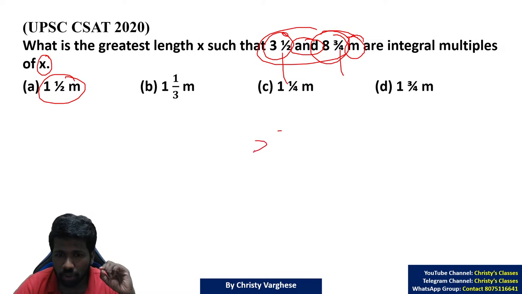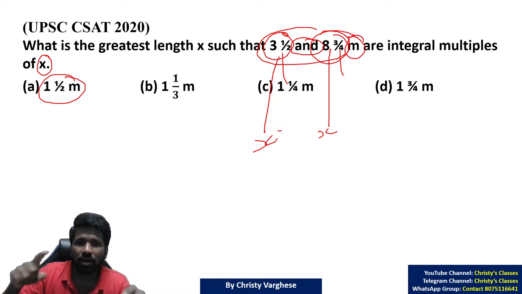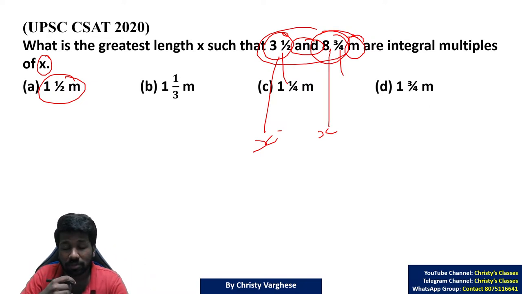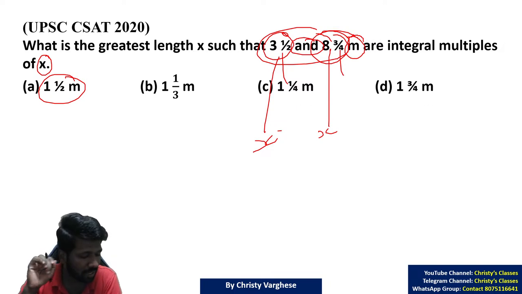That means x should be a factor of 3.5 and x should be a factor of 8 3/4. So that should be a common factor. The answer should be the highest common factor, which we understood from reading the question.